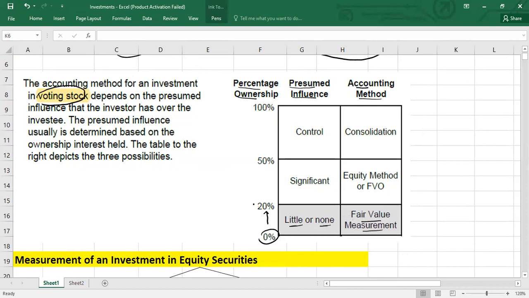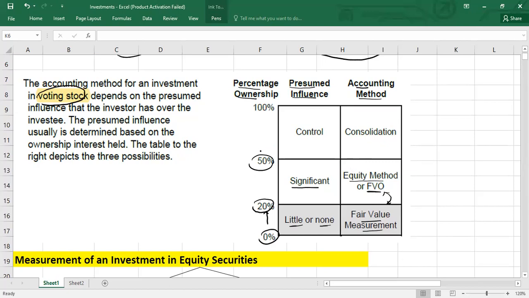The second scenario is what if your voting rights are between 20% and 50%. You could have any percentage, maybe 30 or 40. It means you have significant influence over the investee. Significant influence means you have the power to participate in the operating or financial policies of the investee. Here, as per US GAAP, you can use either the equity method for investment or the fair value option. It is similar to fair value measurement. We will see the differences in the future, but here you have an option.